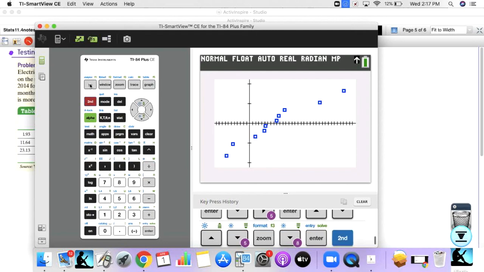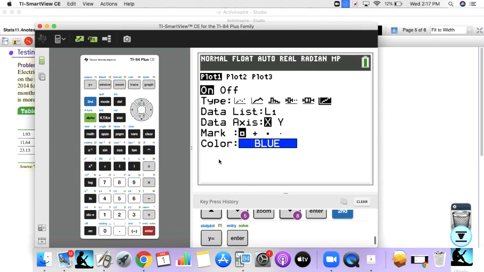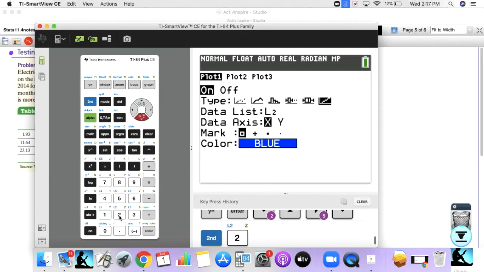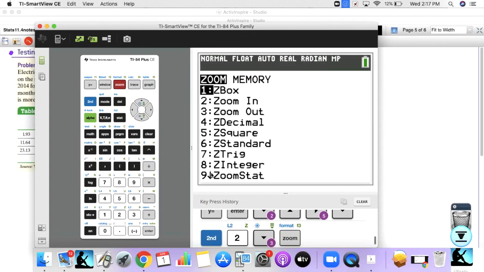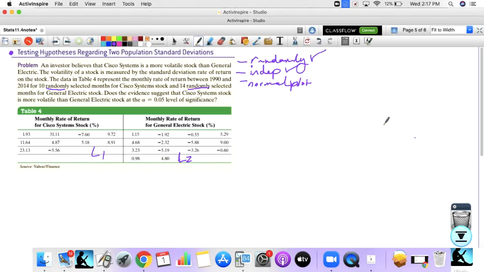Now I'm going to look at my next plot. I can still use plot 1, that's fine. I'm going to go down to the normal plot. It's already highlighted, so I'm good to go there, but I'm going to change my data list to L2, so I'm going to press second 2. I want it to be on the X, everything else is good. So I'm going to zoom 9 that. And we can see that also looks pretty gosh darn linear, which means that it's probably normal. So we're good to go with that. We can put a check mark right there.